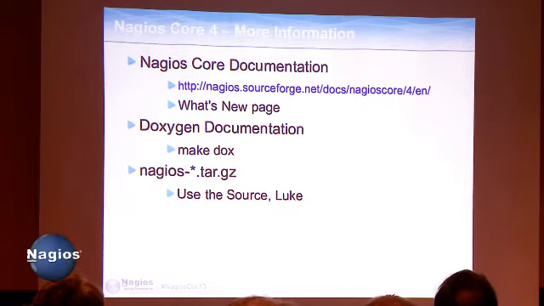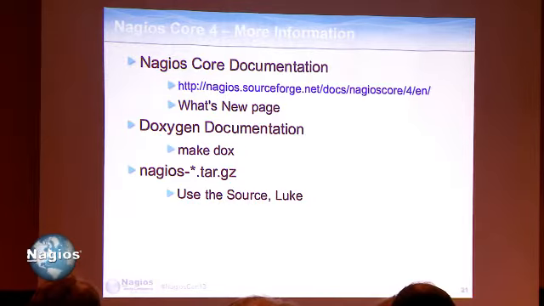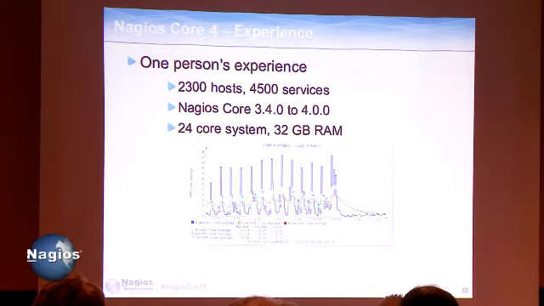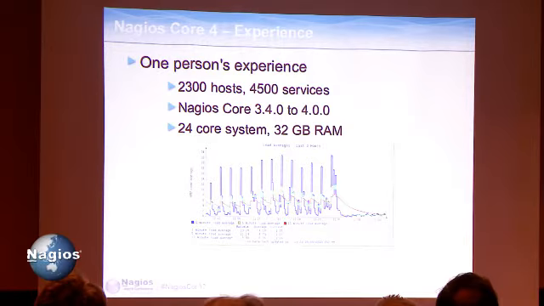Let's see, I think this is the next slide that I wanted to show you that's kind of fun. We had somebody post to one of the forums last Tuesday with some interesting results. This is a graph of their CPU load as they're upgrading from Core 3.4 to Core 4.0, running 2,300 host checks, 4,500 service checks. It's a 24-core system with 32 gig of RAM. And can anybody tell what time they actually did the upgrade? So I thought that was really cool, and I was impressed by it.